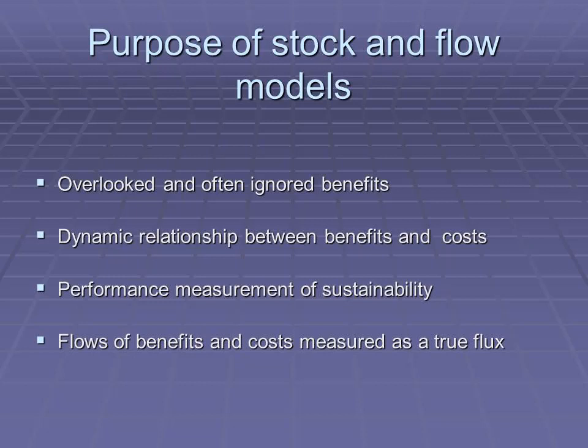Meaningful performance measurements of the sustainability of housing need to compare both the benefits of housing and the costs to sustain those benefits. Another advantage of stock and flow models of housing is that the flow of benefits and costs are measured as a true dynamic flux over time, as compared to simply averaging the life cycle costs of a single dwelling over an assumed service life. Using the life cycle benefits and costs of a single dwelling can only provide rough estimates, which do not include the benefits and costs of an expanding housing stock.